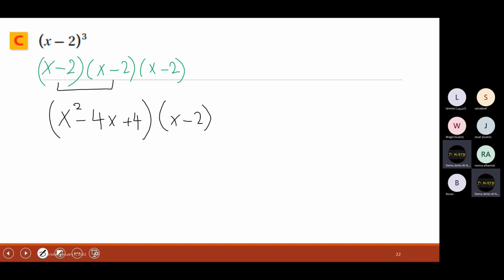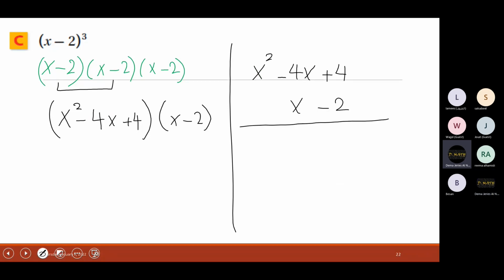Yes, Bisan. Here, x squared minus 4x plus 4. I want you to multiply it with x minus 2. How will it be? Negative 2 times 4 is what? Negative 8. Negative 2 times negative 4x will be positive. 2 times 4 is 8, so 8x. Okay. And then, Bisan, negative 2 times x squared is negative 2x squared.